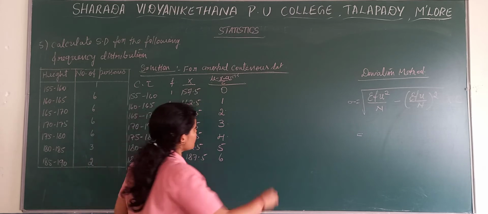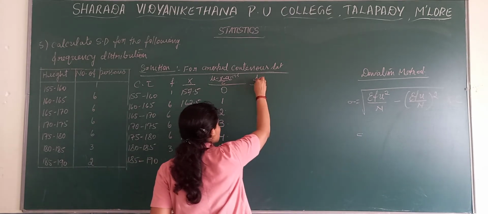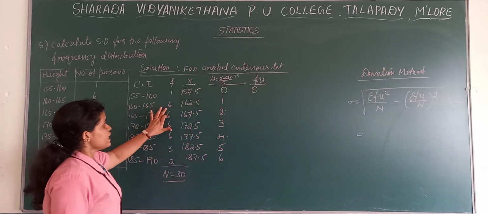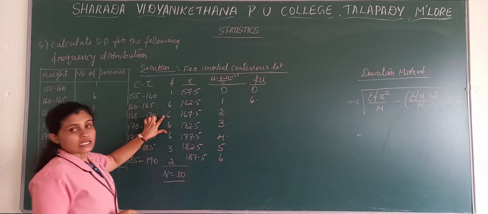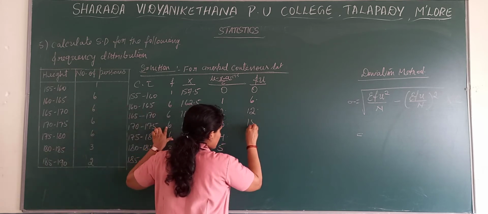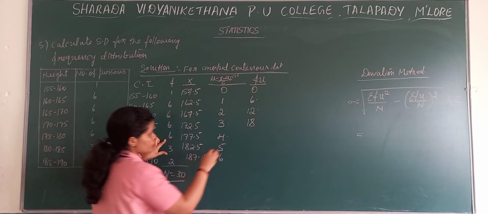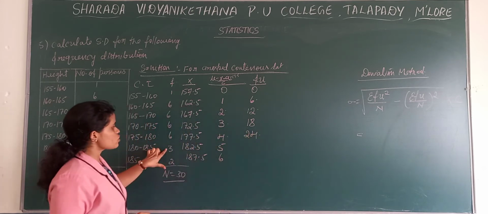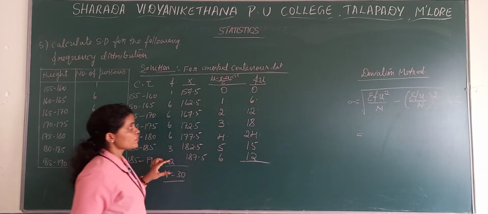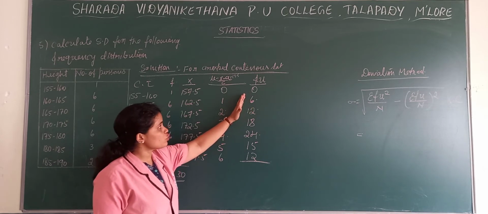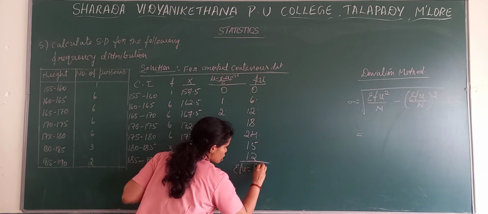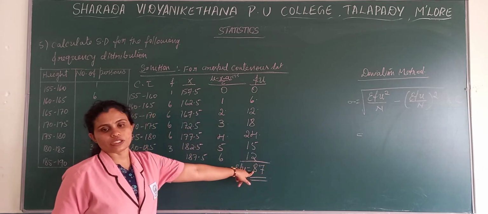The next column which we need to prepare is f into u. 1 into 0, here we get 0. Next here we get 6. 6 into 2, here we get 12. And 6 into 3 we get 18. 6 into 4 we get 24. And next one, 5 into 3, 15. These are the values of f into u, and when we total it, sigma fu, we get 87.